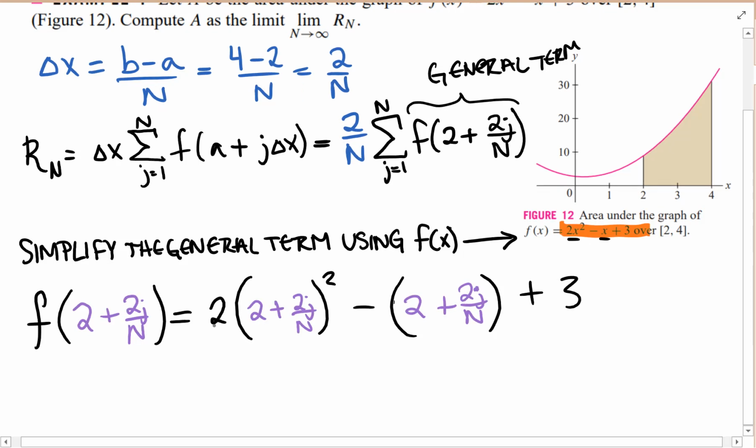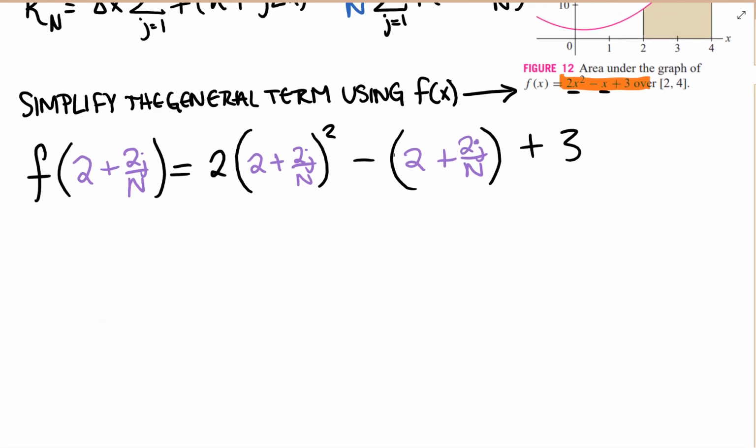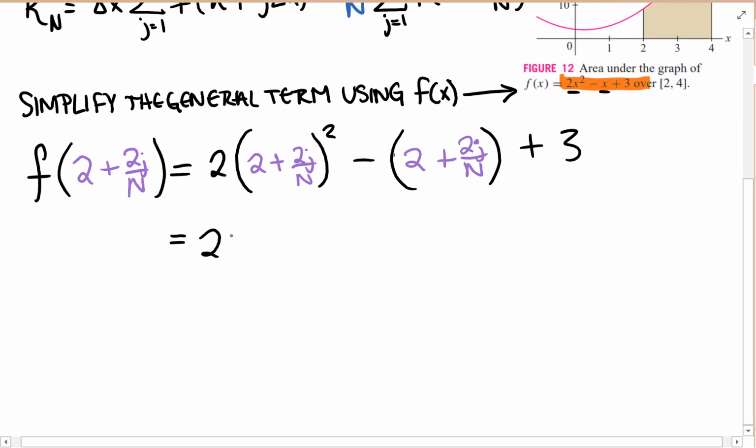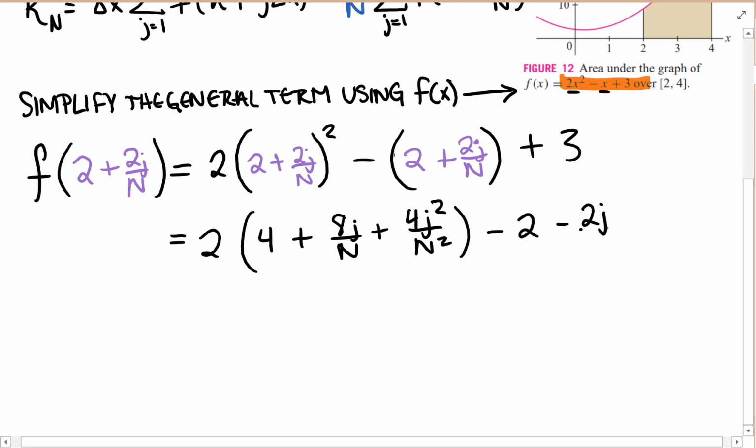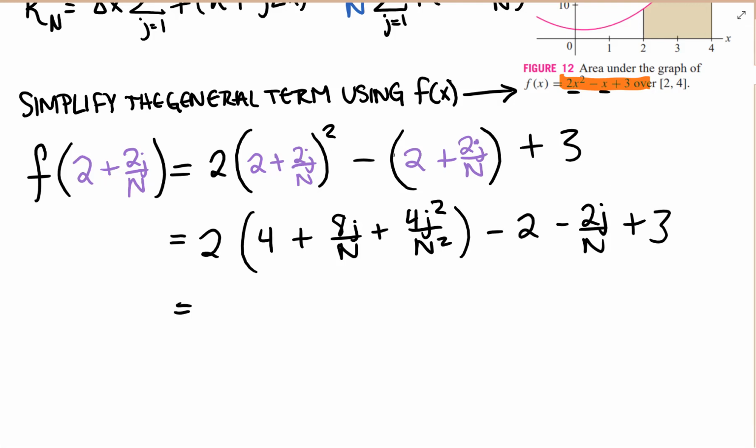Our next step will be to expand and combine any like terms. So a binomial squared is the first term squared plus 2 times the first term times the second term. So 2 times 2 times 2 times j over n plus the second term squared. So 4j squared over n squared. Let's distribute this negative. Now distribute the 2.